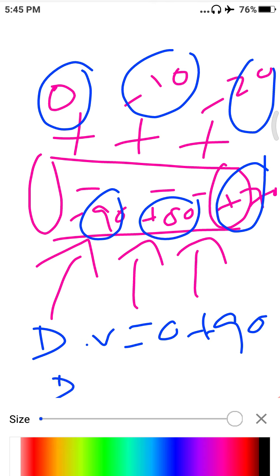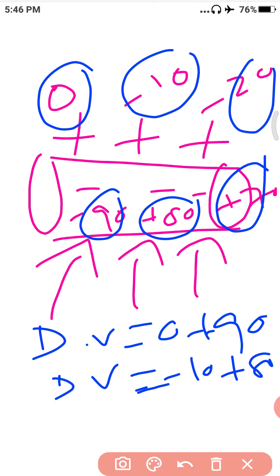The second differential output voltage is minus 10 plus 80. So that is your second differential output voltage. What about the third differential output voltage? The third differential output voltage is minus 20 plus 70. Now this is your differential output.